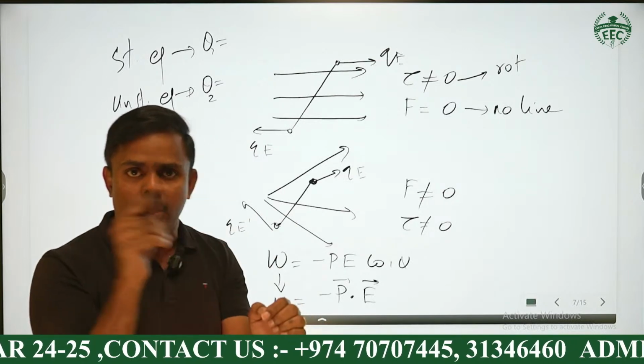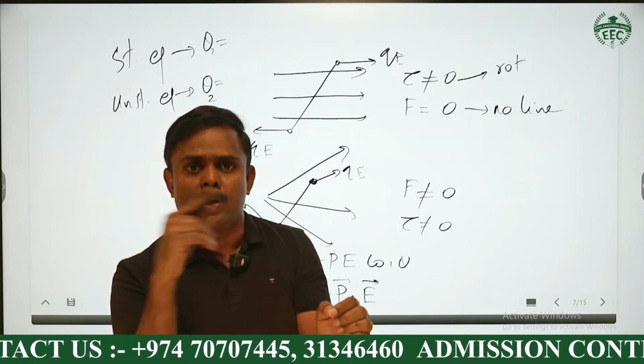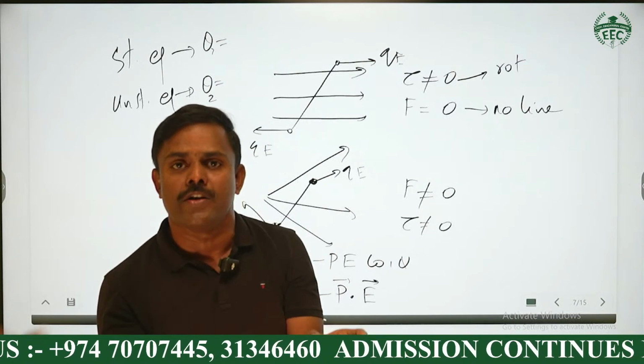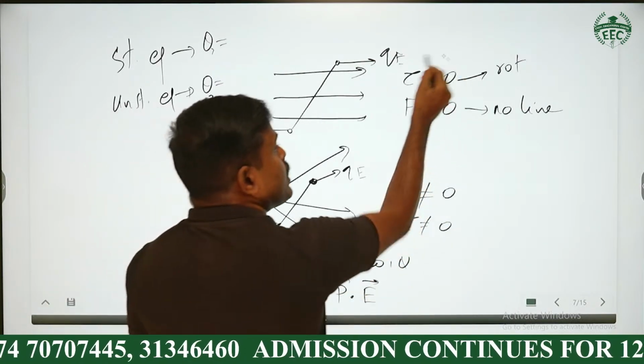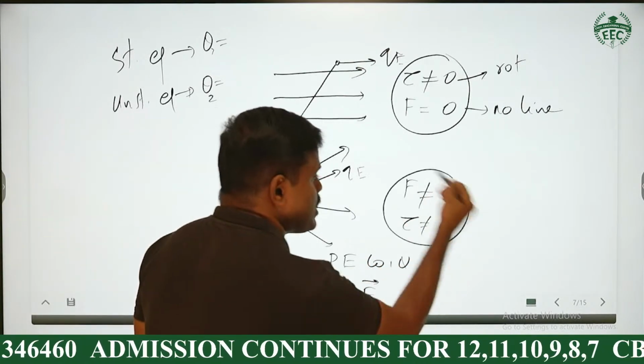Option A, tau 0, F 0. Option B, tau 0, F not equal to 0. Option C, tau not equal to 0, F equal to 0. Option D, tau not equal to 0, F not equal to 0. Uniform field, tau not equal to 0, F equal to 0. And non-uniform field, F not equal to 0, tau not equal to 0.